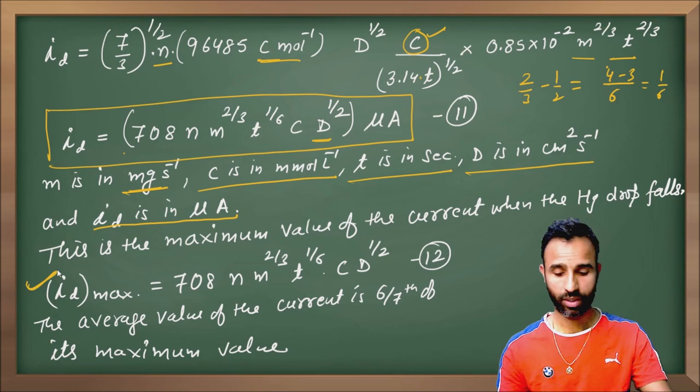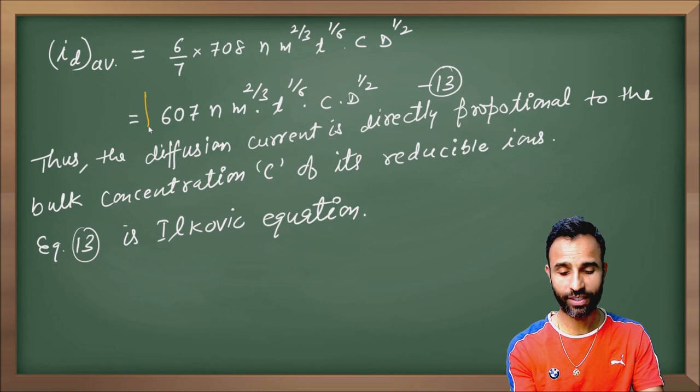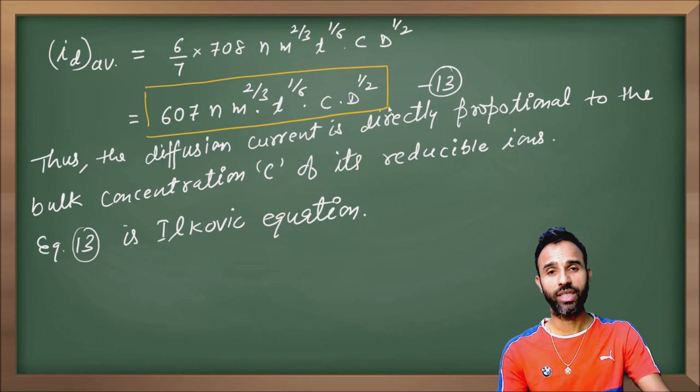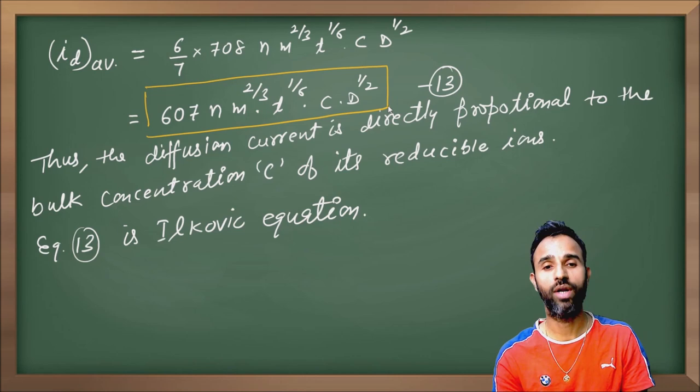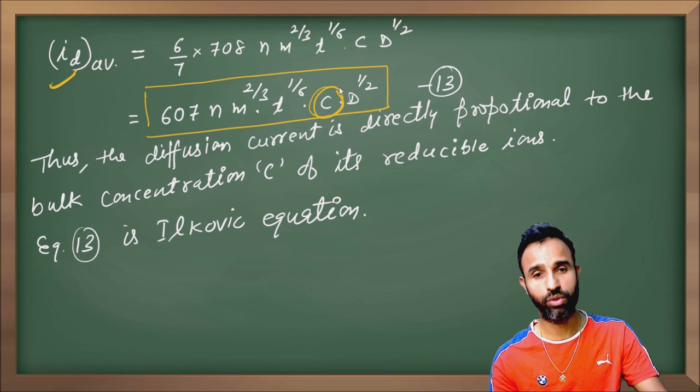Now the average value of the current is 6/7 of its maximum value, and when we multiply it by 6/7, we get this equation, that is the Ilkovic equation, 607 into n into m raised to 2/3 t raised to 1/6 into c into D raised to 1/2, and this is called the Ilkovic equation. And diffusion current is proportional to the concentration of the electroactive species, or we can say concentration of its reducible ions.